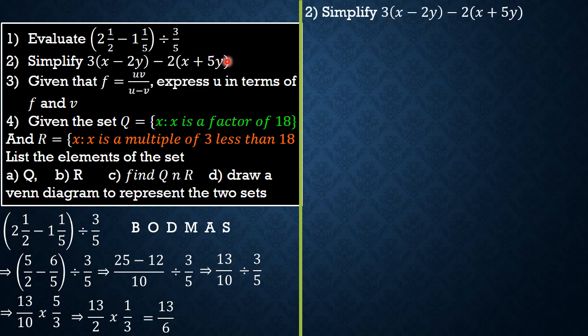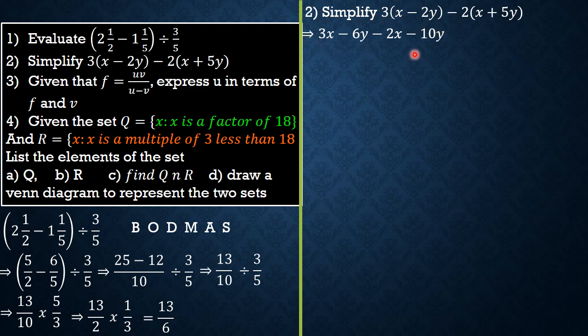So friends, to simplify this, we'll start by multiplying out the brackets. So we are going to have 3 times x is 3x. 3 times negative 2y is negative 6y. Negative 2 times x is negative 2x. Negative 2 times positive 5y is minus 10y.